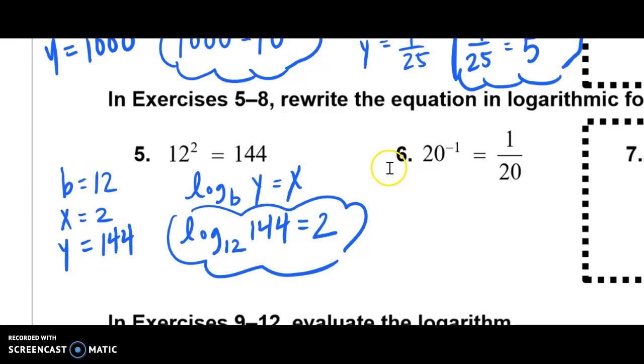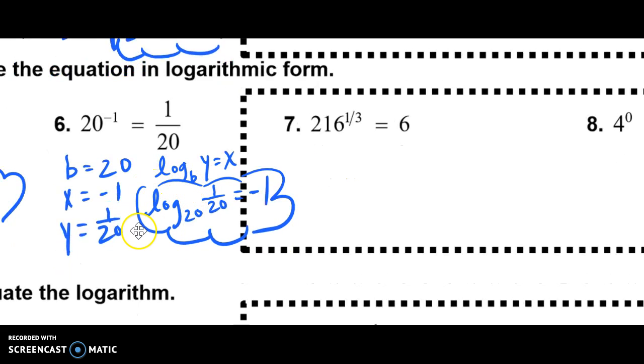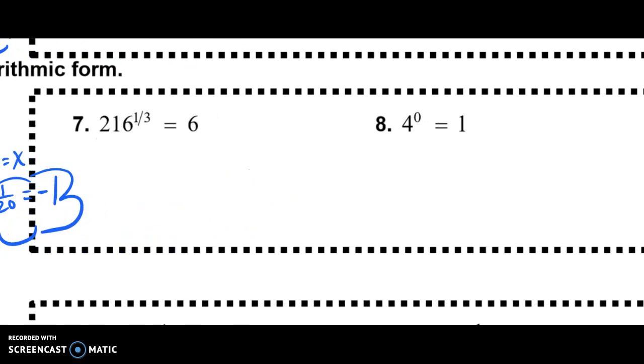Now let's go ahead and try number 6. For number 6, our base is 20, our x is -1, and y is 1 over 20. So this is how you rewrite it. Log 1 over 20 base 20 is equal to -1. Now go ahead and try number 7 and 8 on your own.